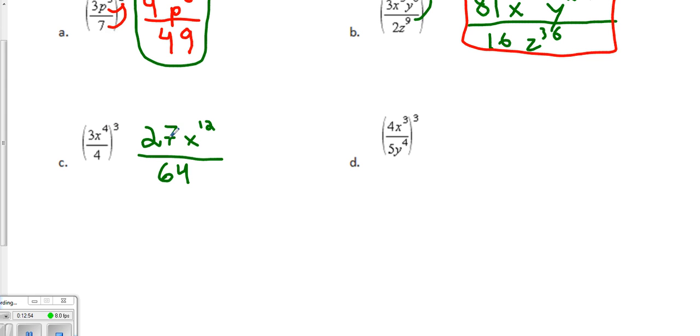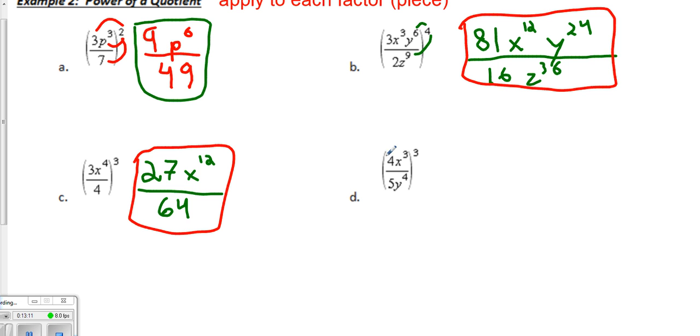Again, we can't do anything to simplify any of these things. We can't simplify 27 64ths. Can't get rid of any of the numbers. We don't have any negative exponents to get rid of, so this is our simplified answer.